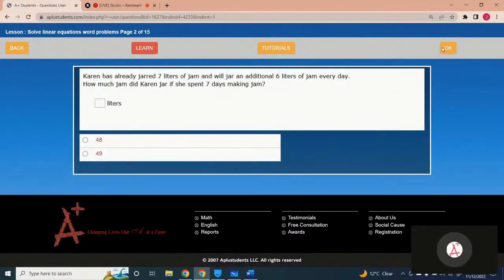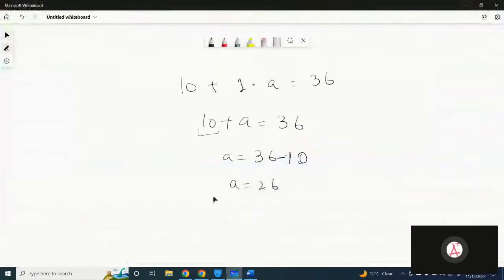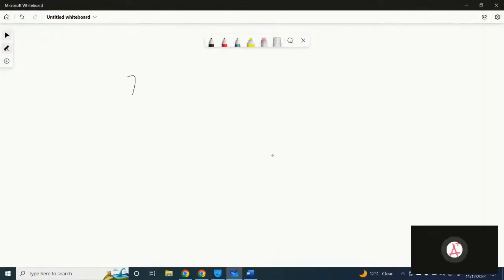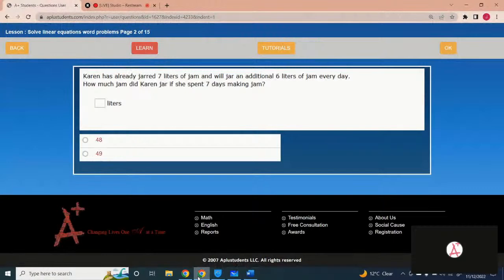Okay, Karen already has 7 liters of jam and will jar an additional 6 liters of jam every day. How much jam did Karen jar if she spent 7 days making jam? Got it? So let's write down the equation first. So it would be 7 liters already, so it would be 7 plus, then you have to add an additional 6 liters of jam every day. Got it?